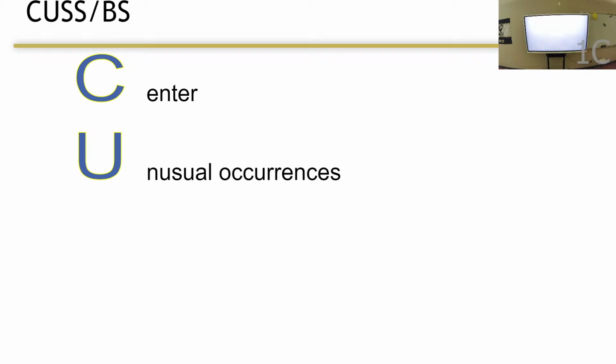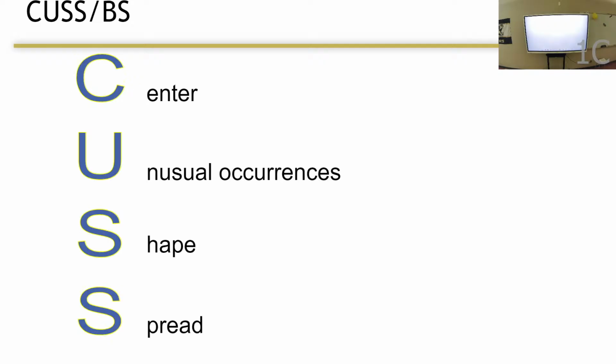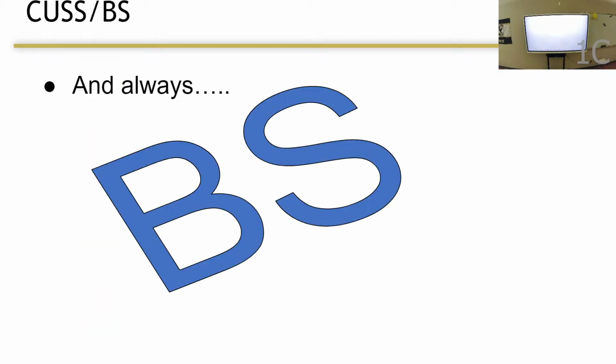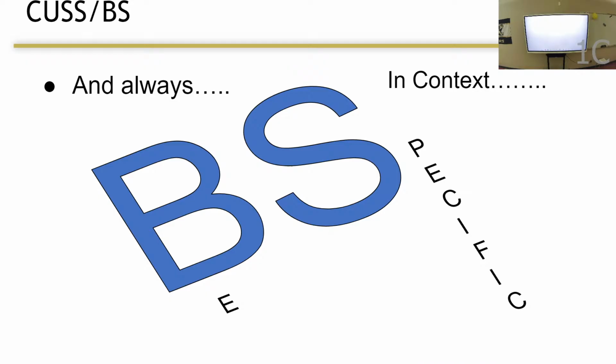Today's the shape, which is the first S. First S is shape, and then the other one is spread. And then they call spread variability. Variability and spread are the same thing. How much does it vary from the middle, or how much does it vary? More on that on Monday. And always be specific. So that's CUSS BS. And be specific means in context. There, I put it up there.